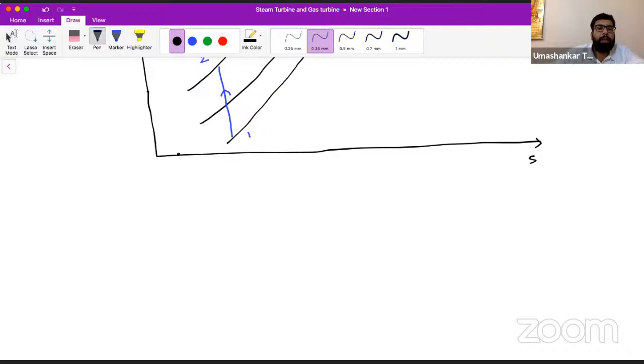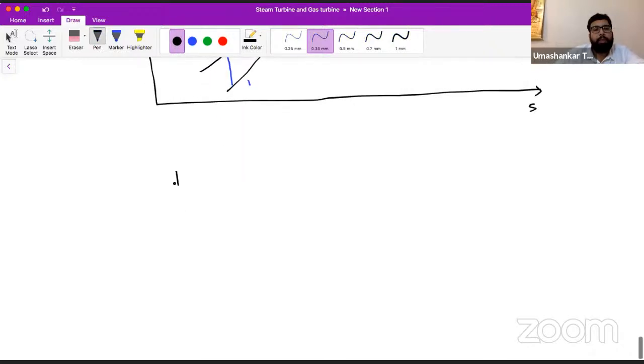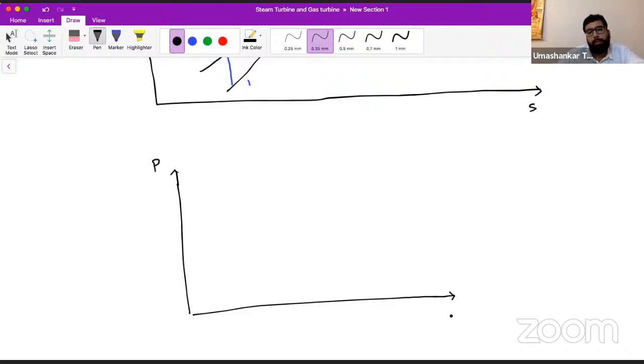Similarly, if we want to make our PV diagram, let us do it. So this is our PV diagram. From 1 to 2, compression is taking place, and we are doing the compression in one stage only. So highest pressure reaches just after the end of the compression process. Then 2 to 3, we are adding heat at constant pressure.